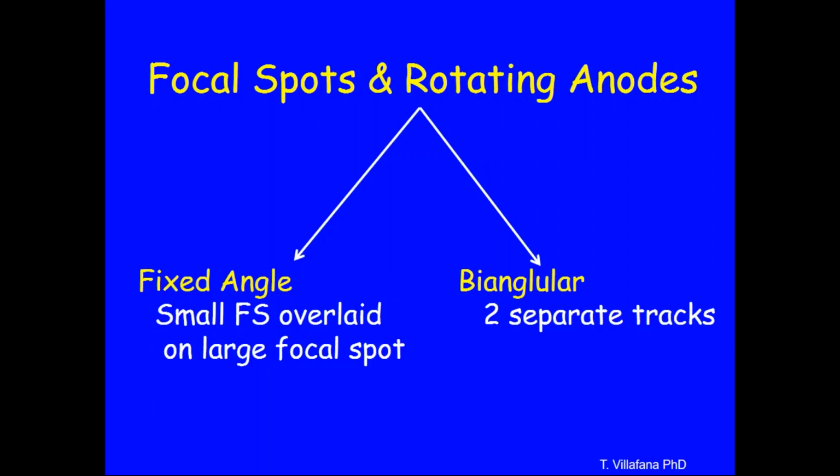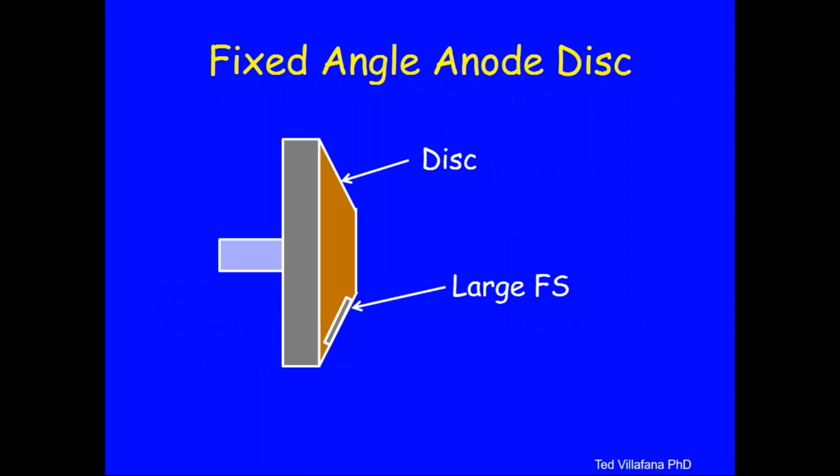There's actually two angles involved, giving you two different tracks. I'm going to give you a picture of that presently. The opposite of that is just a fixed angle, where the electrons always hit the same region. But now, if you want a small focal spot, the small focal spot is just a smaller region of the large focal spot. So you bombard a region that you would also normally bombard with a large focal spot. Let's take a look at what we mean by all of that.